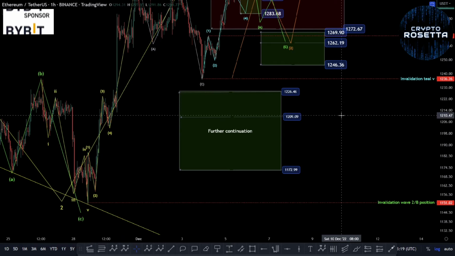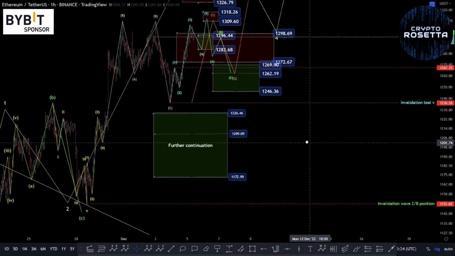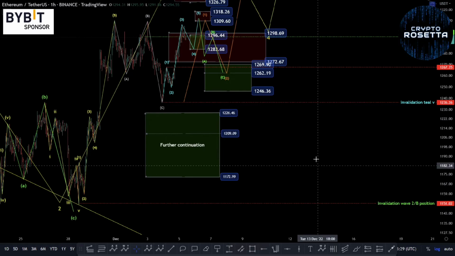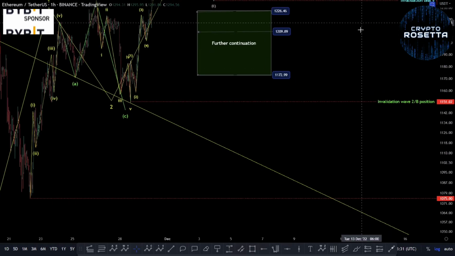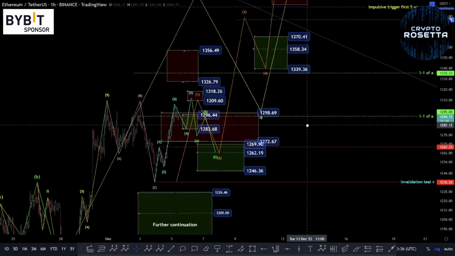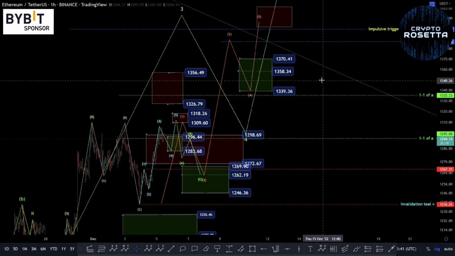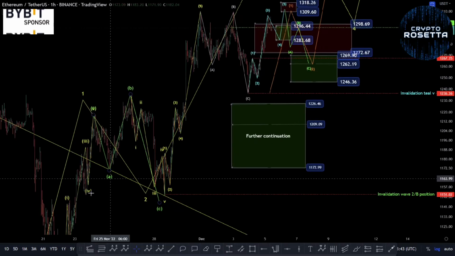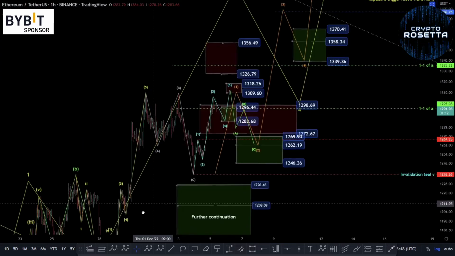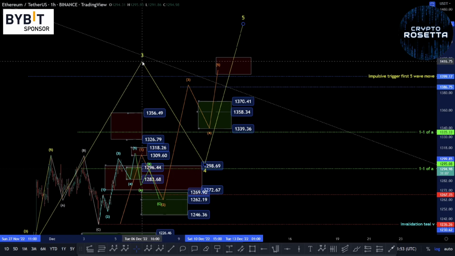I can remove this because that's completed. So basically, unless we start to break down deeper and take out these levels here of 1236, 1151, and finally 1075, there is still potential that we could see some upwards movement here. And crossing above this 1399 would be the impulsive trigger of this wave 1, 2 at the beginning of this move here. So that would be looking for a much bigger move to the upside here.